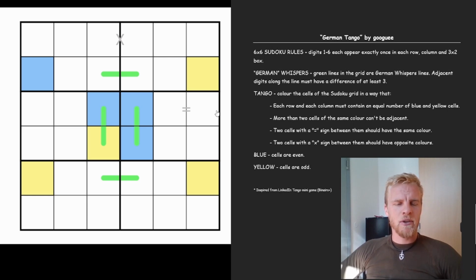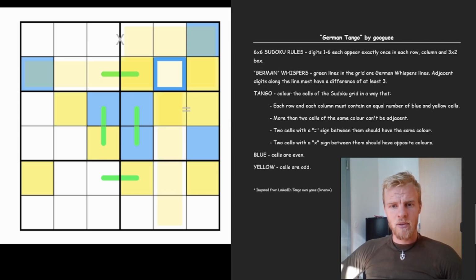And the first thing that jumps into my view is the one equal sign we have. So those 2 cells need to have the same color. And we have 2 adjacent blue cells here, so we can't make this blue, because then we would break the rule of not having more than 2 adjacent cells with the same color. So this is yellow. Now we have 2 yellow here, so this means those need to be blue. 2 blues here and 2 blues here means these have to be yellow.